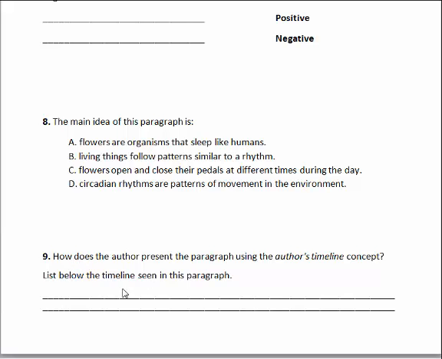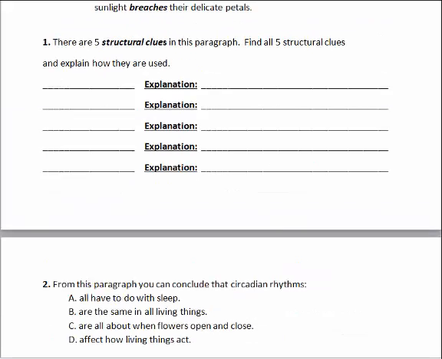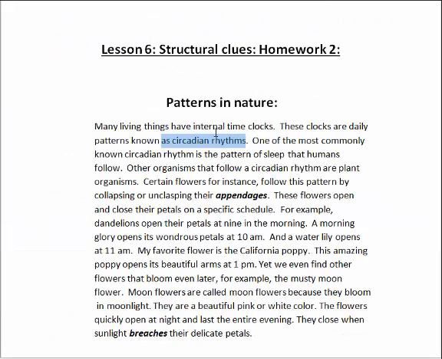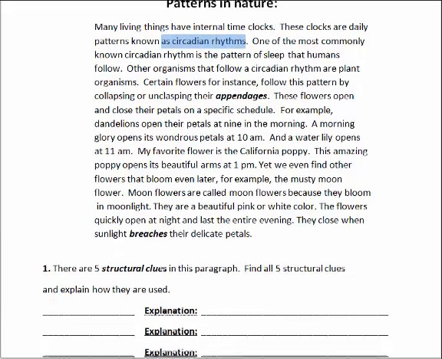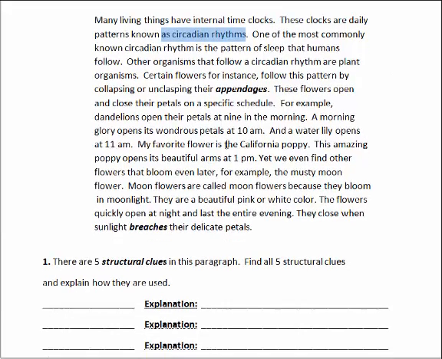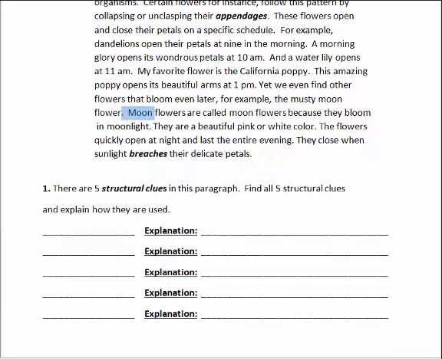Number 9, it talks about the author's timeline. How does the author present this timeline? If you go back up here, we'll take a look. We introduce the subject matter, internal time clocks, or a circadian rhythm in nature. Then they start talking about flowers. So where's the timeline? You come over here, and you see that we start off at 10 a.m. We start with early flowers, 10 a.m., 11 a.m., then we go to 1 p.m., and then we go to moonflowers, which you can assume is in the evening. That is our timeline, and that is putting everything together.